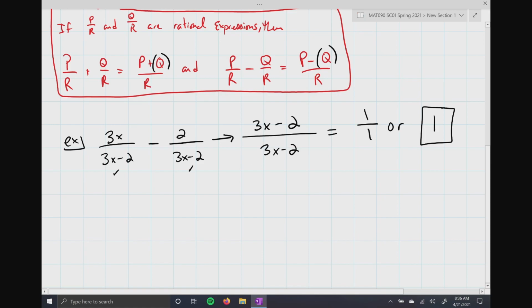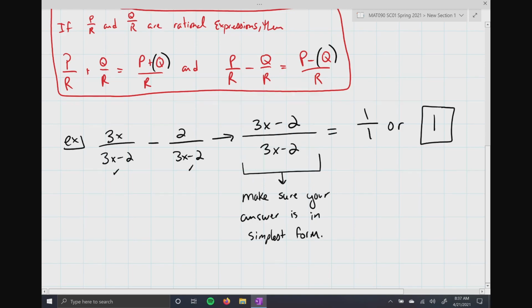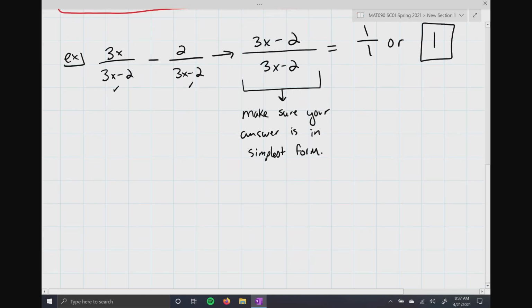So what I'm going to do here, underneath here, I'm just going to say, make sure your answer is in simplest form. Okay? You did that a long time ago. You actually did that a long time ago. All right? Let me show you an example of where you did that a long time ago.